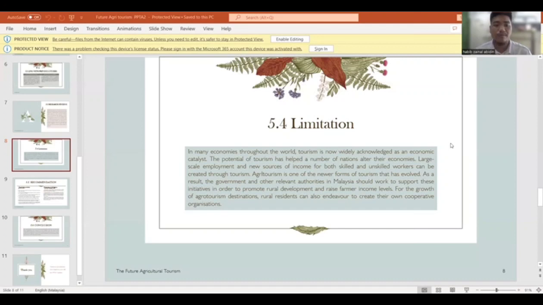For the growth of agrotourism destinations, rural residents can also endeavor to create their own cooperative organization. Agrotourism might provide a cash crop for Malaysian farmers and serve as a tool for rural employment. As a new agricultural activity connected to both tourism and agriculture, agrotourism has significant potential to give farmers, fishers, and other workers new sources of revenue and job prospects. Agrotourism has a lot of room to grow in Malaysia, one of the key tourist destinations in the Asia area.